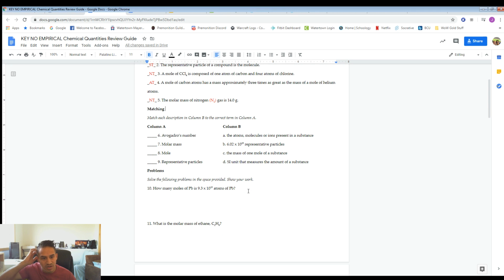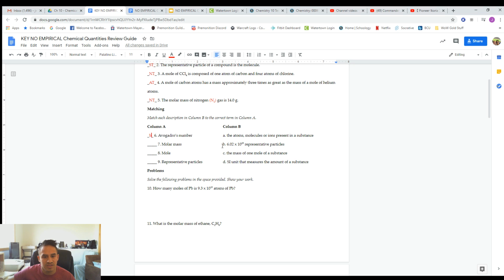All right, next one, number 6, Avogadro's number. So we're matching here. Avogadro's number is 6.02 times 10 to the 23rd representative particles. That is the definition of a mole. So this is going to be B.